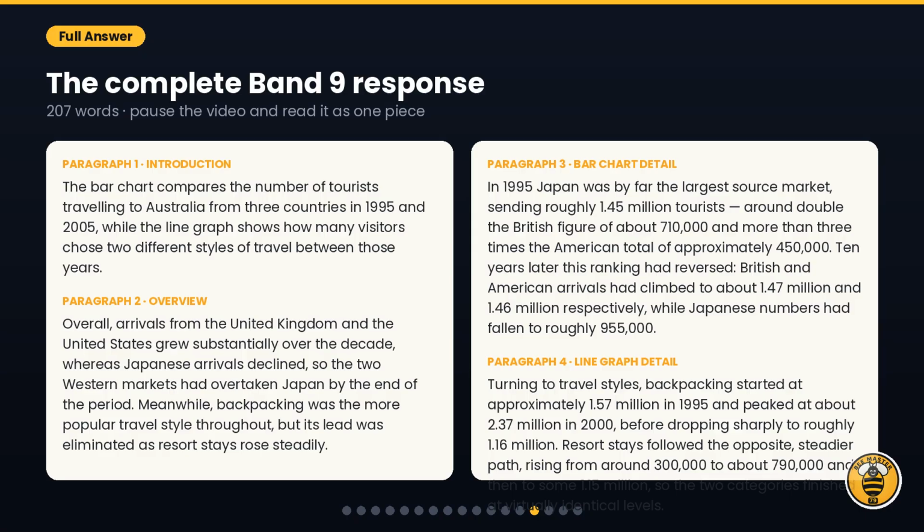Here is the complete answer on one slide, 206 words. Pause the video and read it through as a single piece of writing. Notice how every paragraph does one job, and how the figures only appear after the overview has already told the examiner what happened.